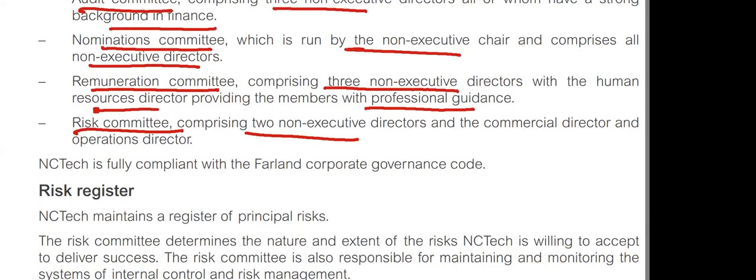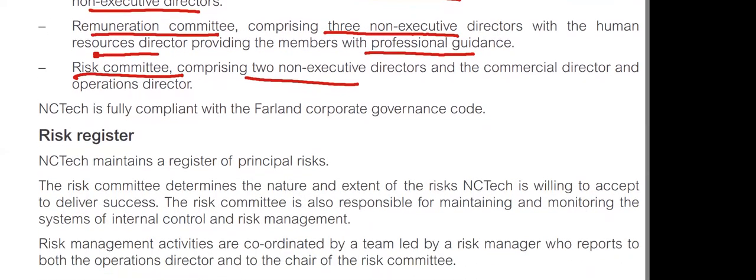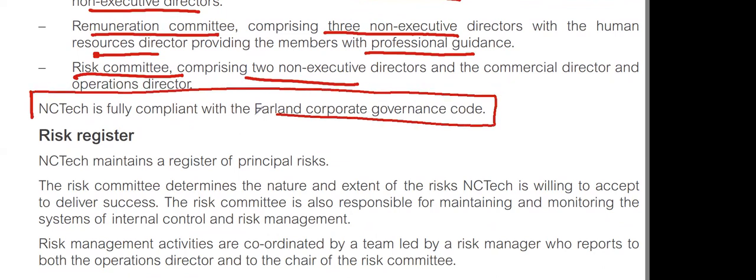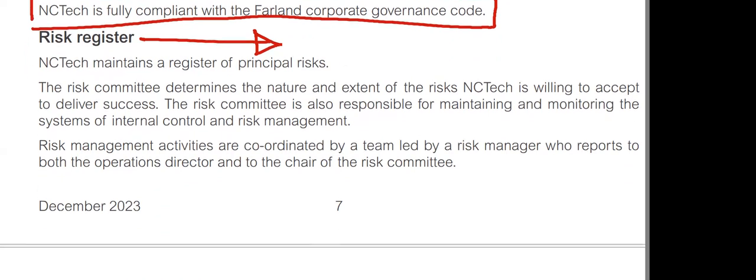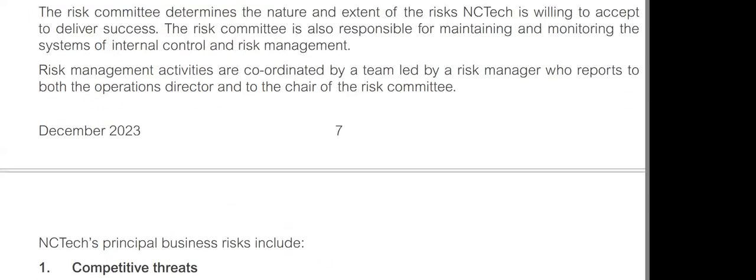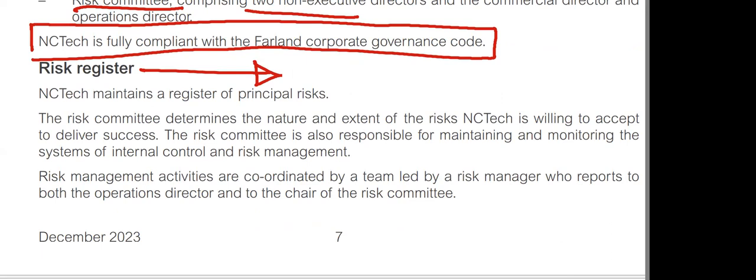So you have been told about the committee. And an important piece of information has been given that it is compliant with the corporate governance code. Then comes in the favorite area of the examiner, which is known as the risk register. You have been told about the risk register over here. And that means you're going to see something on risk management in the exam as well.